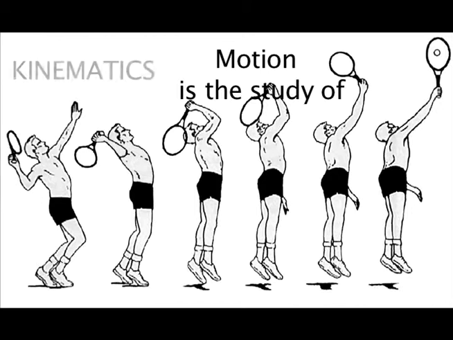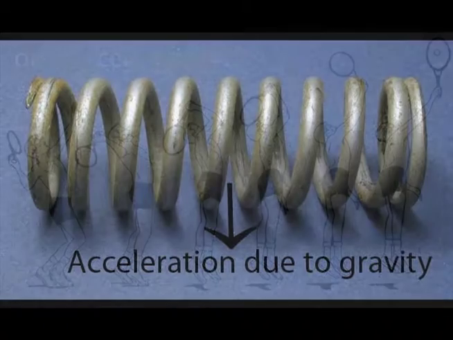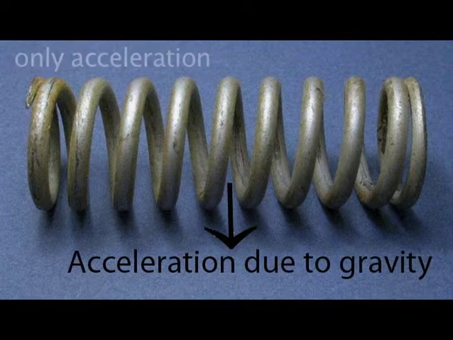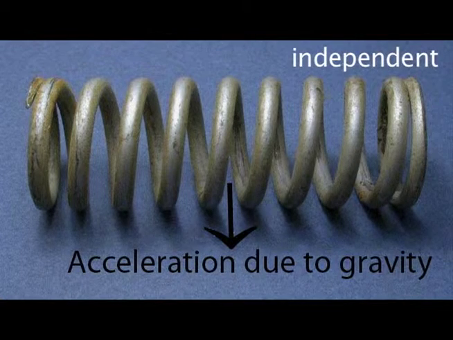Kinematics is the study of motion. Motion has different branches such as velocity, acceleration, gravitation, momentum. Projectile motion is when an object moves through the air along a curved path. Velocity in the x direction remains constant. The only acceleration is the acceleration due to gravity acting downwards on the spring. X and y vectors are independent of each other.